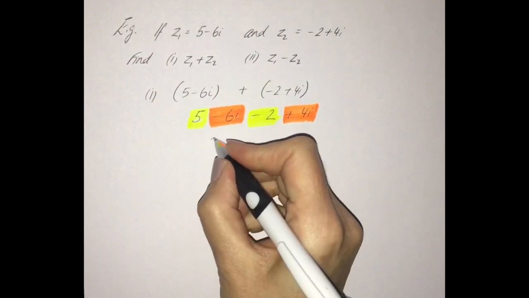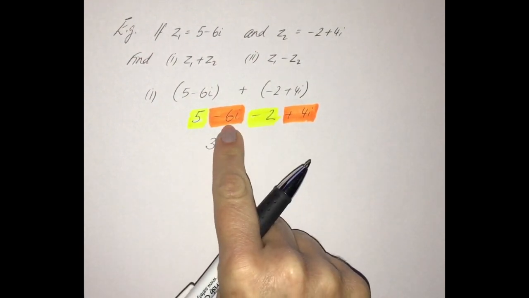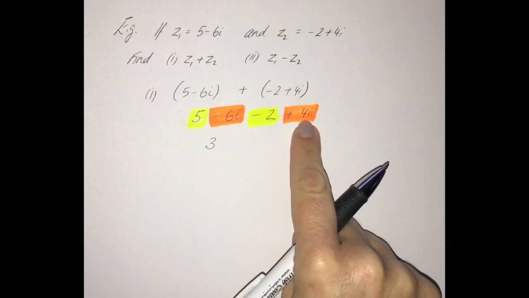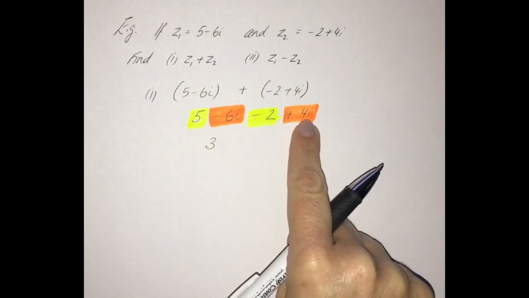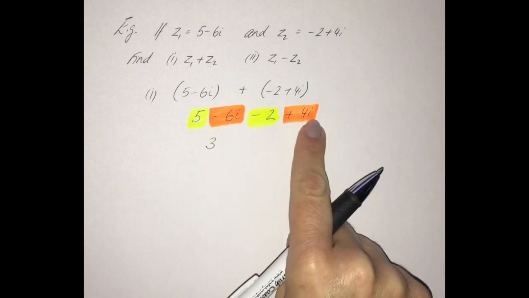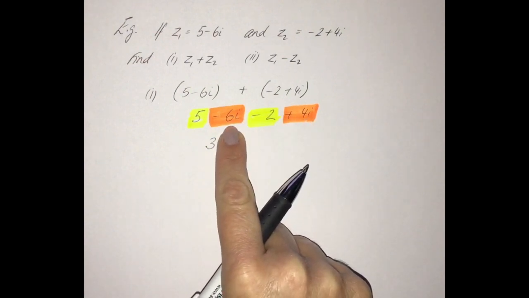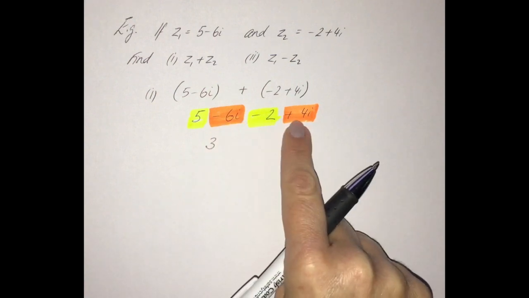So let's do that. 5 take away 2, of course, is 3. And minus 6i plus 4i. Again, do the number work on the calculator if you need to double check it. People always make mistakes with negative numbers, so I prefer you to be accurate and check it on the calculator than to get it wrong. Minus 6 add 4.